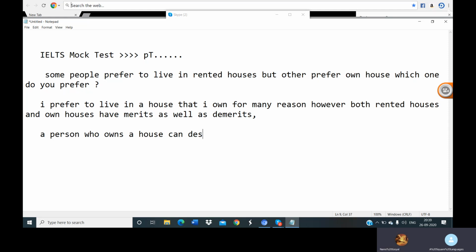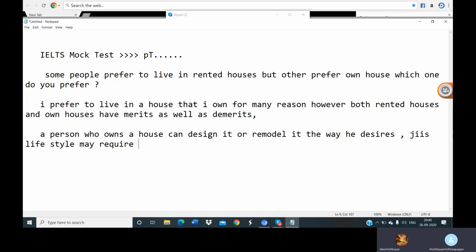For example, a person who owns a house can design it, or remodel it the way he or she desires. Is that clear to you? Yes, sir. The second is his lifestyle may require certain facilities.